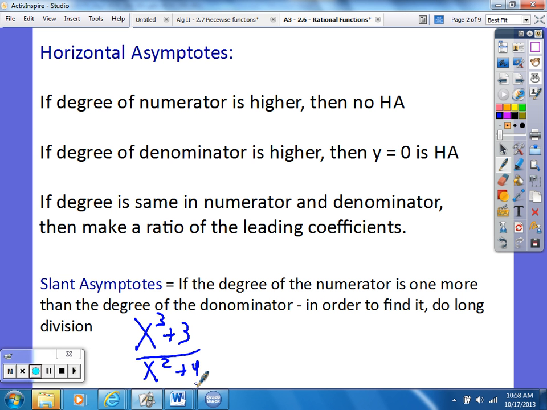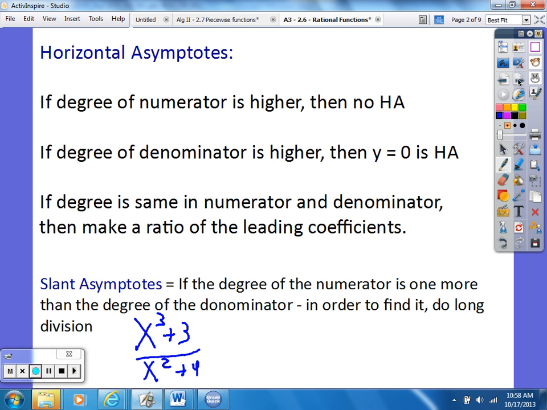Now, if you remember, I really made you do long division for a while, didn't I? And it wasn't because I thought, okay, this is fun, let's do long division. I promise you that was not the reason. It's because now, if you find you have a slant asymptote, the only way to find it is to do long division. You can't just use synthetic division or something like that. We actually have to do that long division.